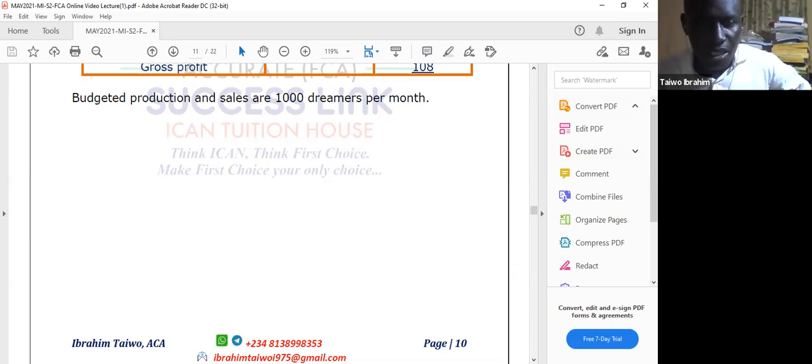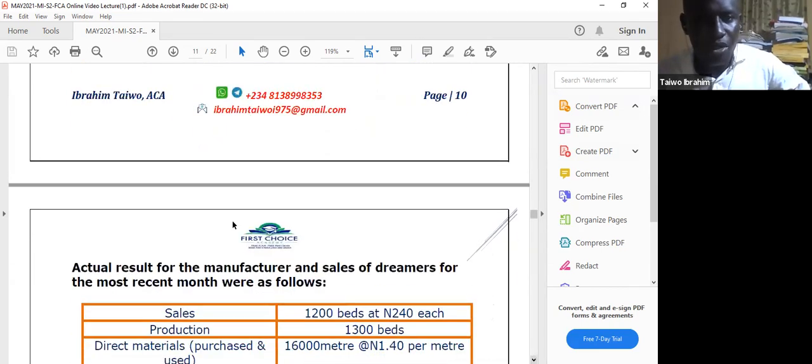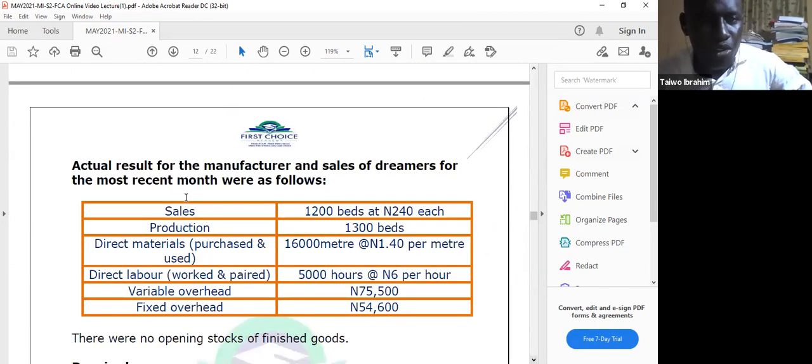Now look at it. They now give us the actual information. They say the actual result for the manufacture and sales of dreamers for the most recent month was as follows. What actually happened? How much did they actually incur?